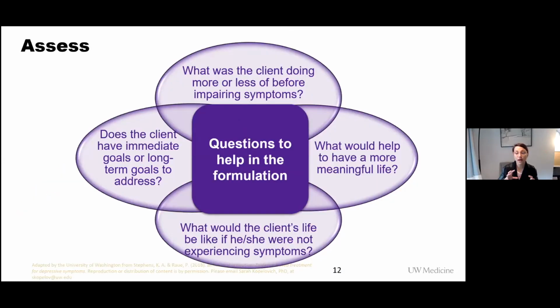So we want to ask some questions. Always, first and foremost, let's establish a baseline. So let's establish a pre-COVID baseline. What were you doing before all of this stuff went down and everything got shut down? What are you doing now? And that helps you ascertain, are there ways that you can get the person back to what they were doing pre-COVID that are safe, or that can be adapted so that they're safe?